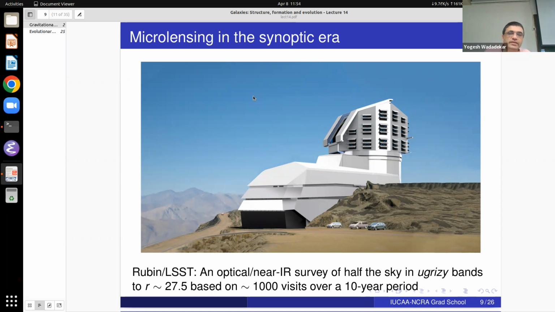It will do an optical near-infrared survey of about half the sky in 6 optical and near-infrared bands. It will make measurements of the entire sky based on 1,000 visits over a 10-year period. So it will gather data not just for the halo stars, but in every direction. It will gather 1,000 data points over a 10-year period with different cadences, which means separation in time ranging from a few seconds to 10 years.